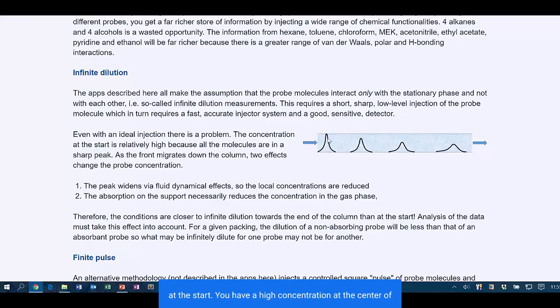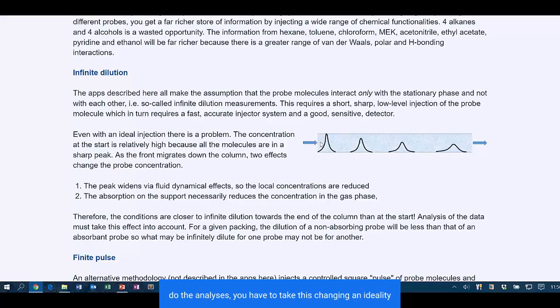At the start, you have a high concentration at the center of the peak, and this may well exceed infinite dilution. As the probe goes down the column, the peak widens and gets shorter, and that's for 2 reasons. The widening is, of course, some fluid dynamic effects, flow effects, but also the absorption of the probe onto the support helps it linger, reduces the concentration in the gas phase, and therefore you get closer and closer to ideal. So this part of the experiment is closer to ideal than that.